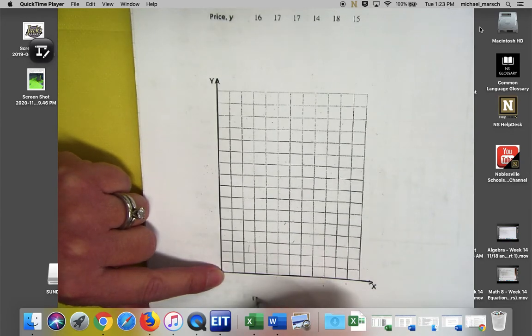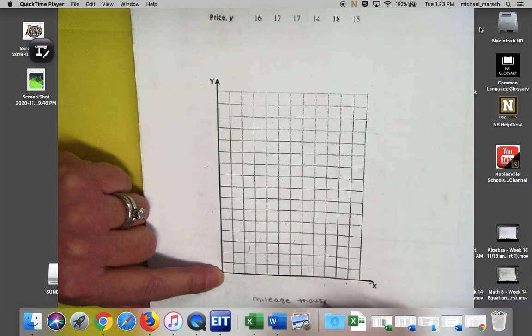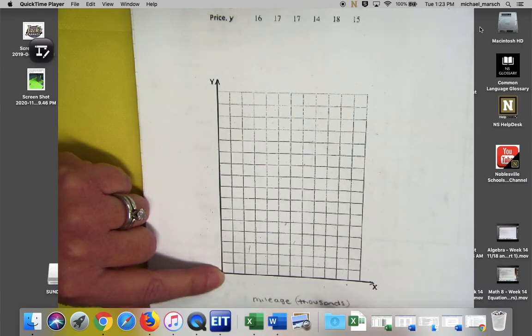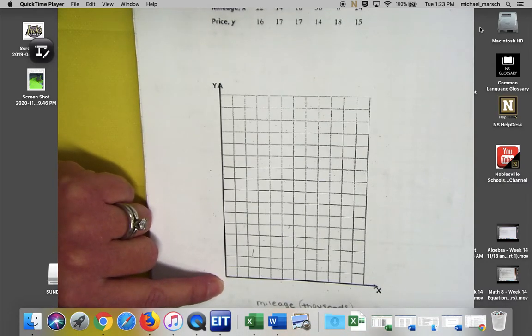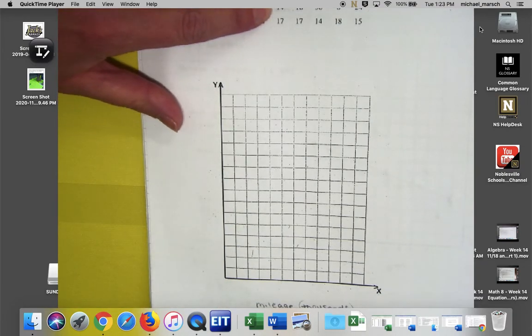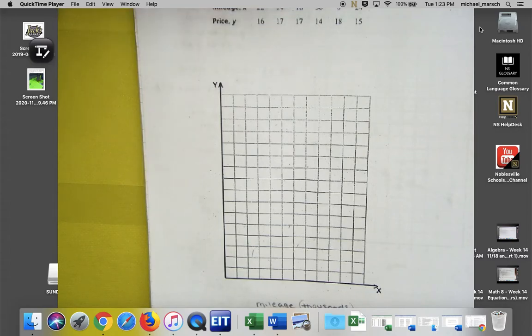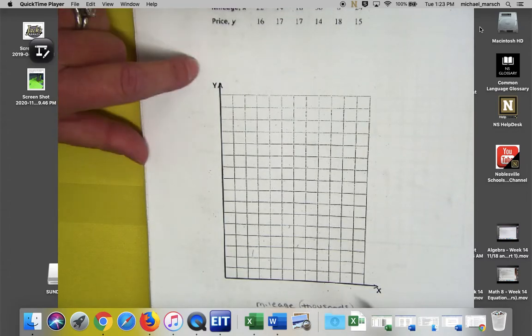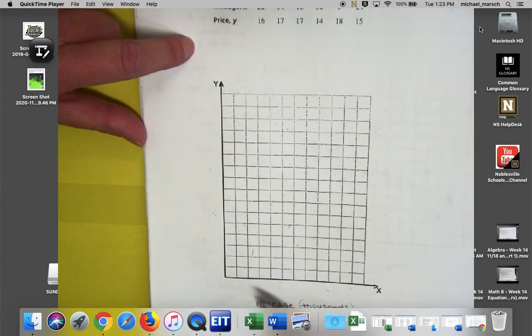Mileage. And don't forget to write thousands, right? Because it's thousands of miles. It's not just 22 miles. It's 22,000 miles, 14,000 miles, 18,000 miles. Okay, and I'm going to go by threes for this because otherwise I won't fit all the values.